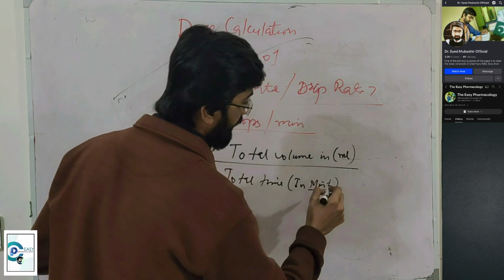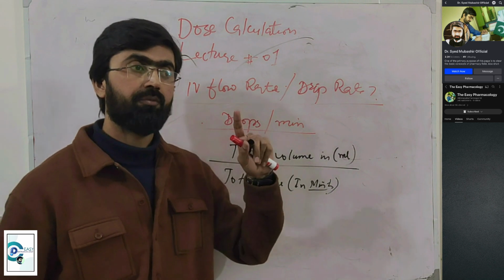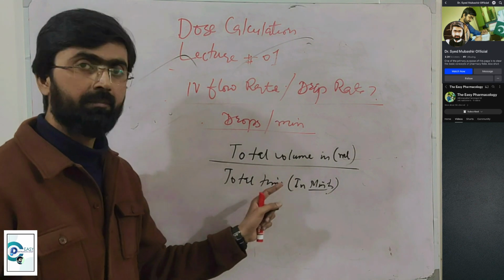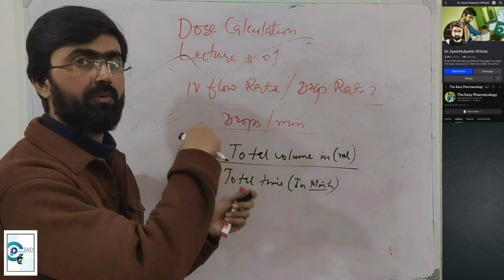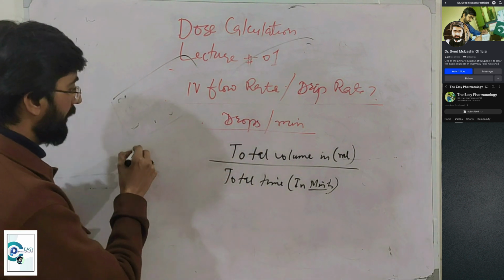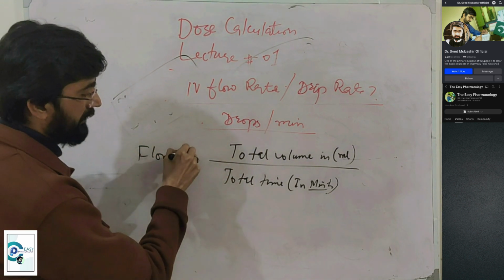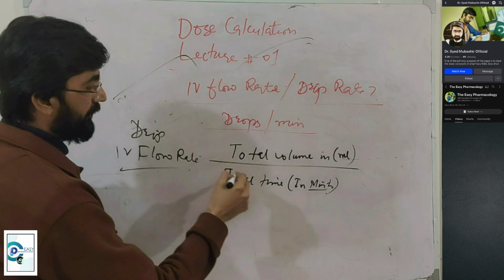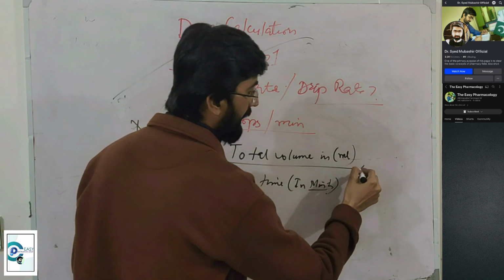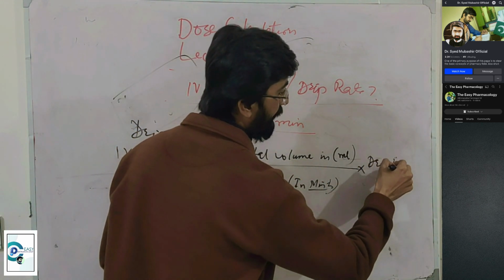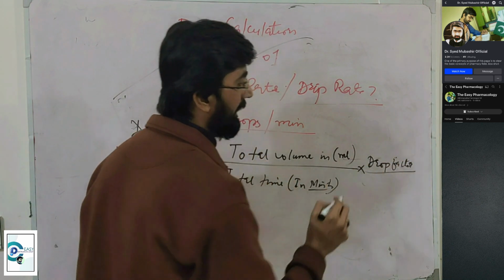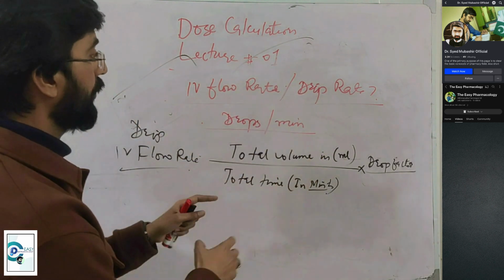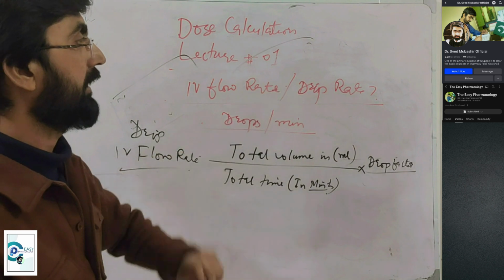Here this is very important, because in infusion rate we used total volume in ml but total time in hours. That is the formula for infusion rate. But for the IV flow rate or drip rate, the formula is total volume divided by total time in minutes, multiplied by the drop factor, or drip factor. This is very necessary to know to calculate the IV flow rate or drip rate.